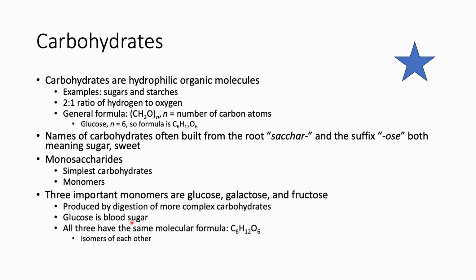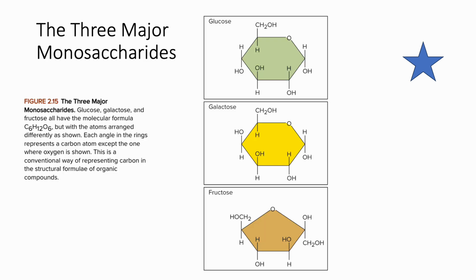So from what we have learned in chapter 2, we have C6H12O6, which is the same molecular formula for glucose, galactose, and fructose. Therefore, glucose, galactose, and fructose are what of each other? We're all yelling isomers. They're all isomers of each other. Same molecular formula, different structural formula. Yes, glucose, galactose, and fructose. So here we have those 3 major monosaccharides. I do not expect you to be able to draw these out, but I do want you to know that they all have the same molecular formula: glucose, galactose, and fructose.